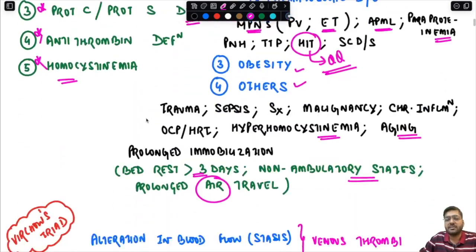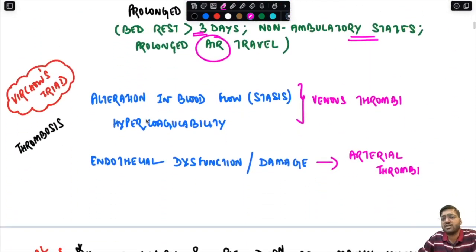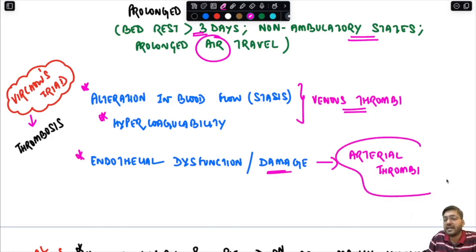Okay, so let us begin. Now, what is Virchow's triad? We have already discussed Virchow's triad in detail under the heading of thrombosis. There are three important factors in the Virchow triad. One is the alteration in blood flow leading to stasis, as well as hypercoagulability, that is thrombophilia. Both these factors predispose to which type of thrombus? Venous thrombus. Whereas endothelial dysfunction or damage predisposes to arterial thrombi.